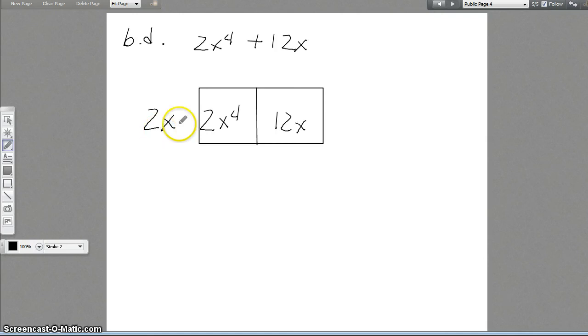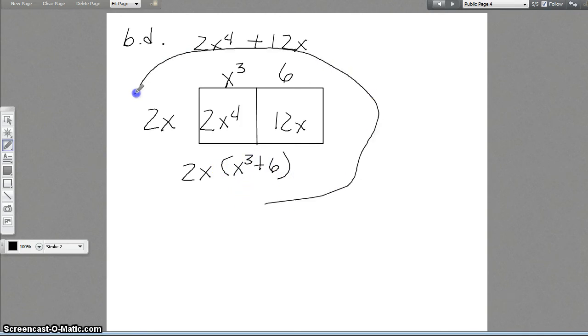What do we multiply by 2x to get 2x to the 4th? Well, that would be x cubed. What do we multiply by 2x to get 12x? That would be just a 6. So our answer would be 2x, which is our greatest common factor, times x cubed plus 6. To get full credit for this problem, you need to do both of these things. You need to draw the diagram and you need to write out what the polynomial is. Write it by factoring out the greatest common factor.